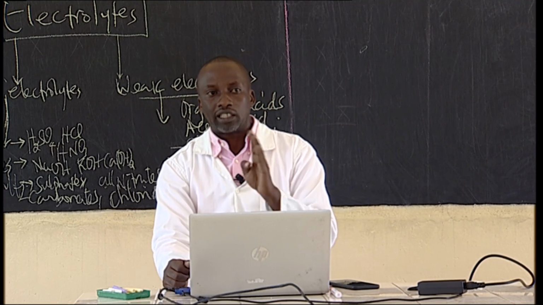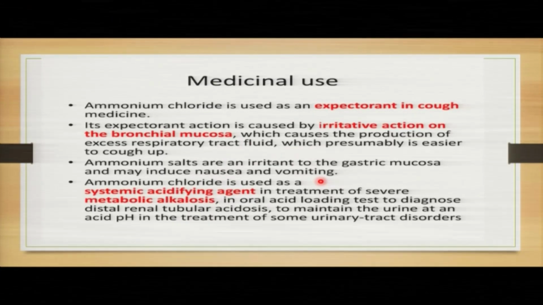In expectorant action, it works by irritative action on the bronchial mucosa. That is the part which causes the production of excess respiratory tract fluid, which presumably is easier to cough up. That is what I was just talking about. That mucus which comes from the bronchial mucosa comes out.